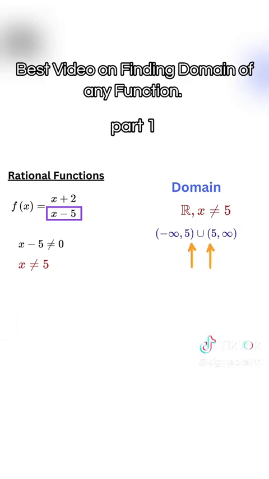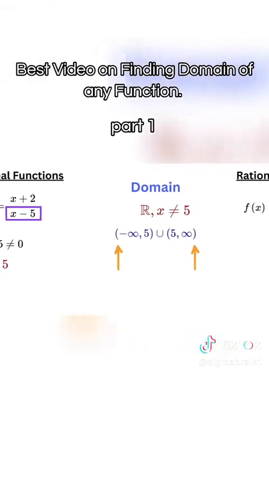Note that this curved bracket means the number 5 is not included in the domain. Sometimes you will also find a square bracket, which means the number next to it is included in the domain. Then again, note that parentheses are also used for negative and positive infinity, because they do not represent a specific point on a number line.